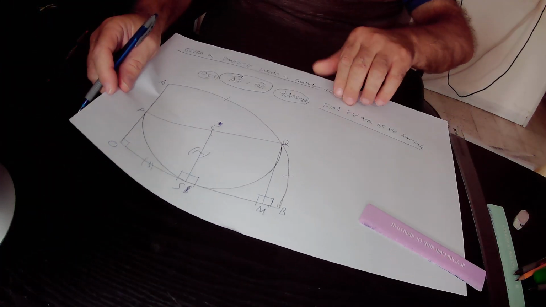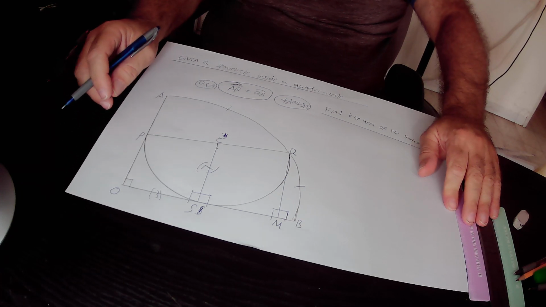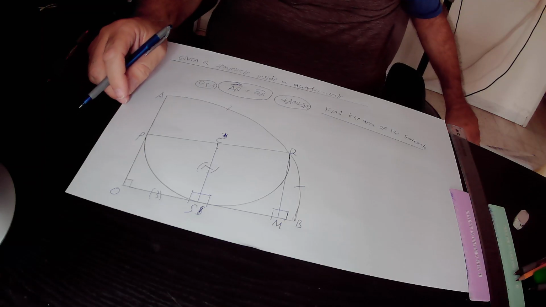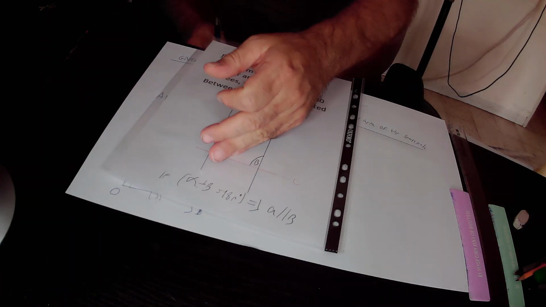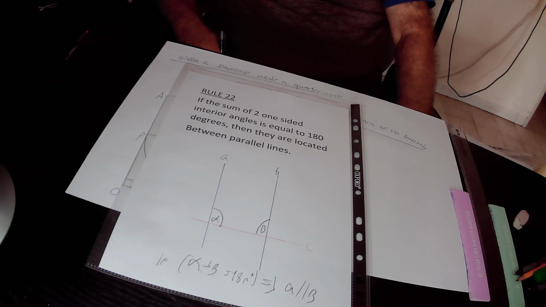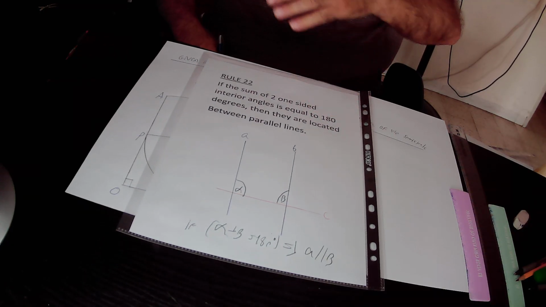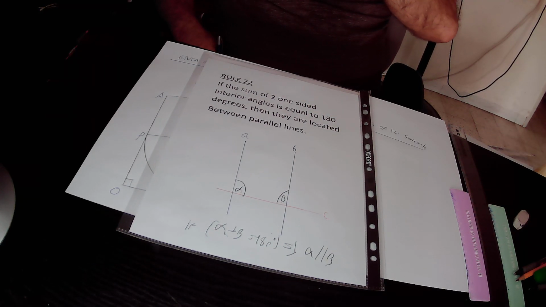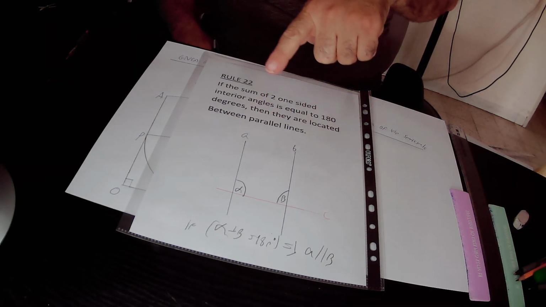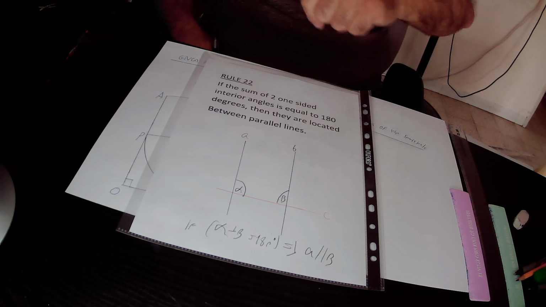Here we can implement rule 22. According to rule 22, if the sum of two one-sided interior angles is equal to 180 degrees, then they are located between parallel lines. So in the drawing, you have line A that is parallel to line B. The red line C cuts those two parallel lines.